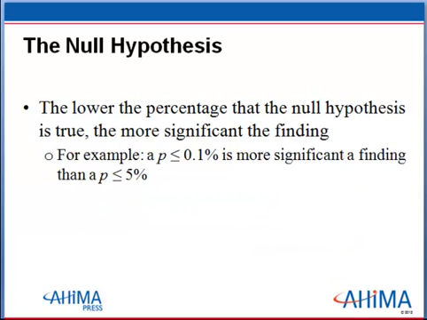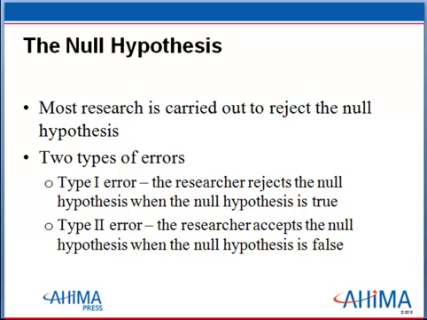Dealing with levels of uncertainty in hypothesis testing creates two types of errors. The lower the percentage that the null hypothesis is true, the more significant the finding is. Most research is carried out to reject the null. The type 1 error occurs when the null hypothesis is rejected, yet it is actually true. And a type 2 error occurs when the null hypothesis is not rejected, yet it is false. Your book in the chapter does go through some examples of each type of error that you should read through.